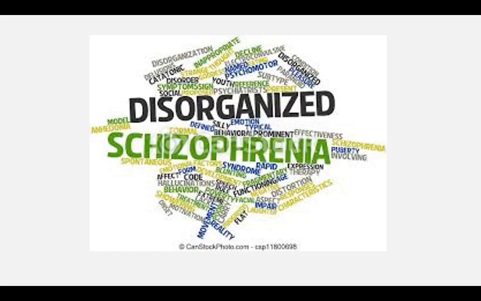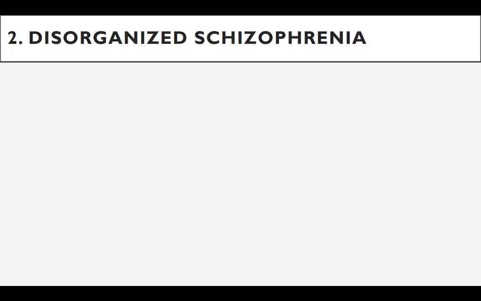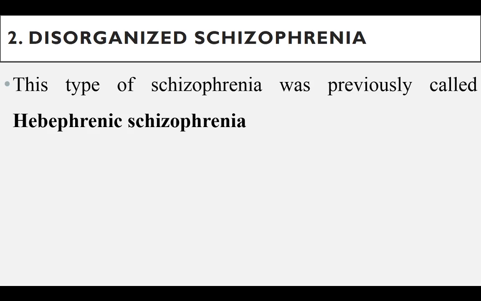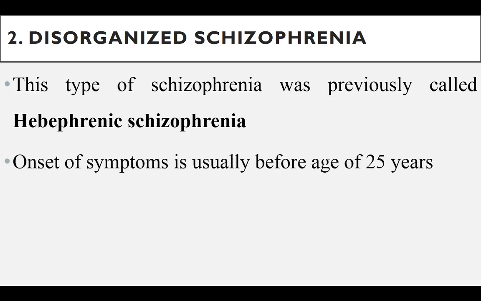Okay, now the next type is disorganized schizophrenia. If you refer to some books, they will call this hebephrenic schizophrenia. Now, what is so special, or what are the criteria that make a schizophrenic patient fit into disorganized or hebephrenic schizophrenia? Here the onset of the symptoms is usually before the age of 25 years.